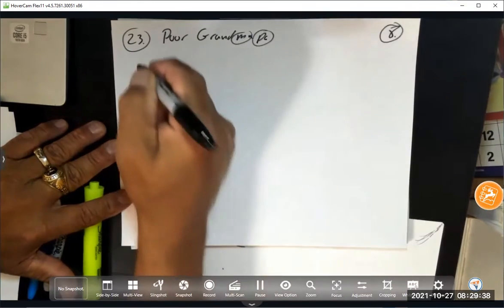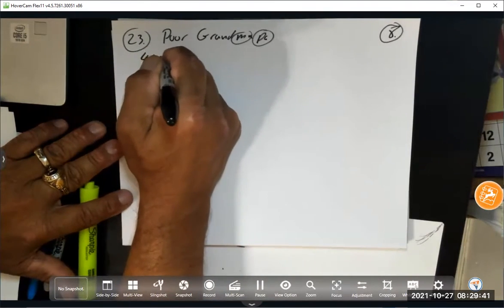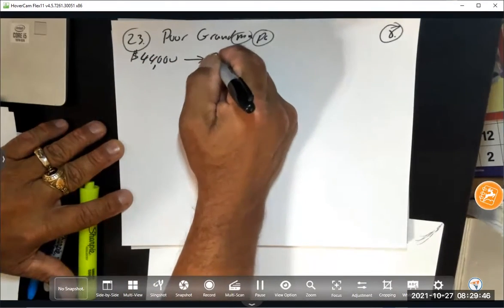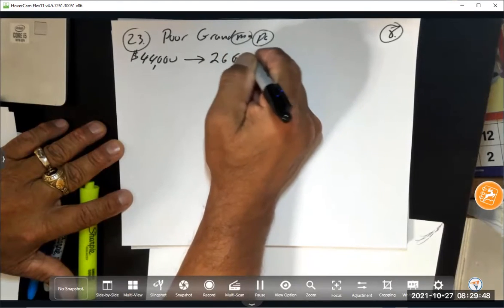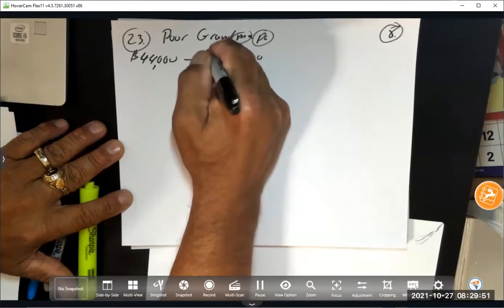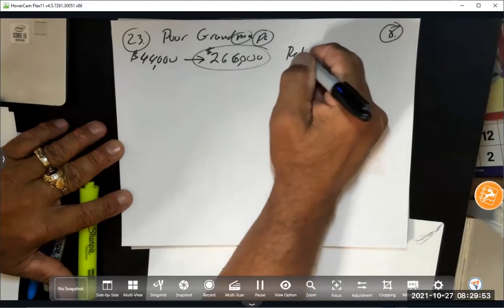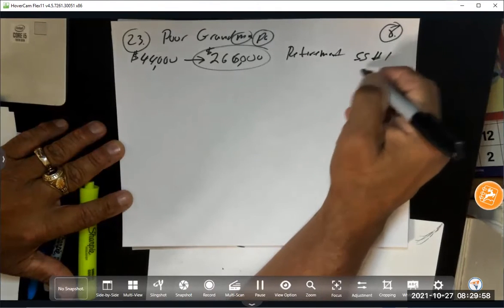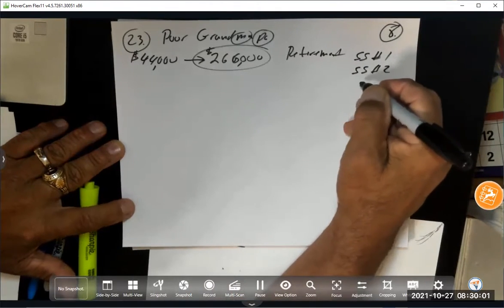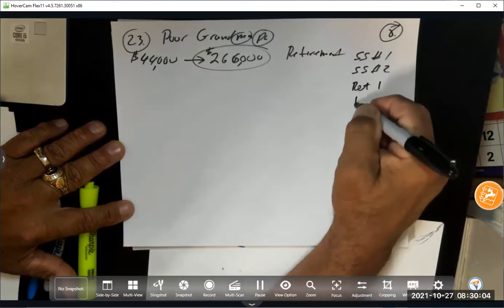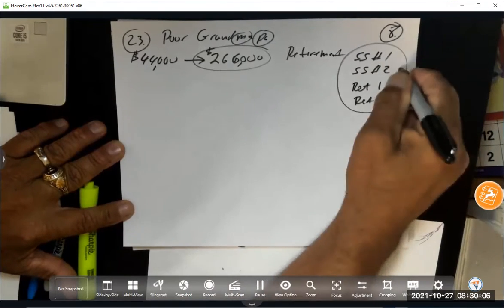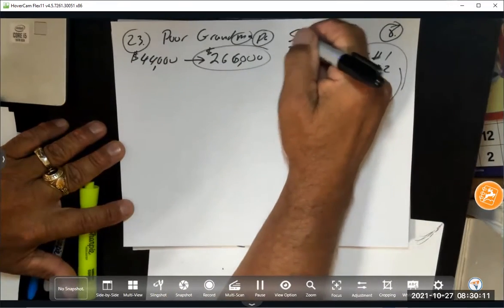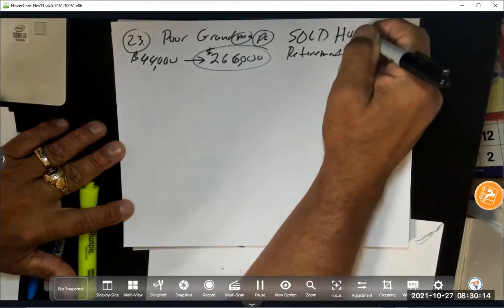All right. They bought their house for $44,000. I remember that. But the good news is when they sold it, they got $266,000 for their house. So they retired. Now they get their Social Security check number 1, Social Security check number 2, their retirement check number 1, retirement check number 2. They have money in their checking account because they sold their house.